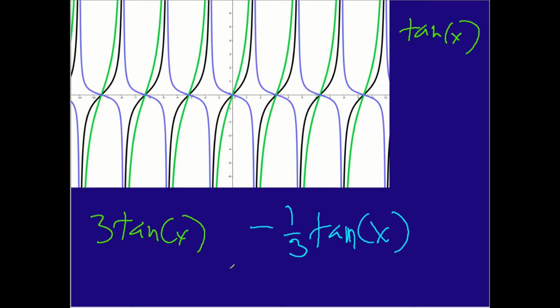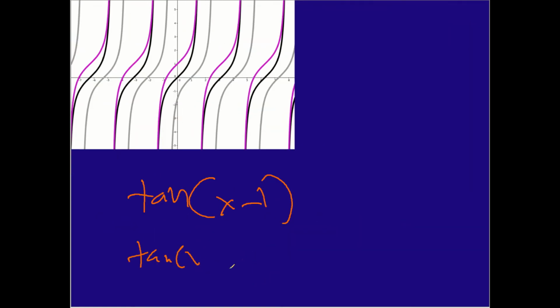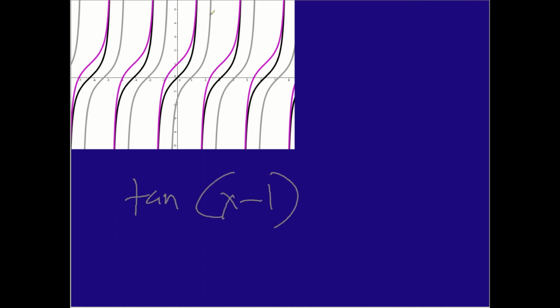Okay, let's move on. I think I did that one. All right, here we go. And so now we're going to look at manipulating the C and the D term. So for the gray, what we have here is tangent of x minus 1. And so you can see, compared to the black line, which is the regular tangent function, this shifted it to the right 1 unit. That's all that did. And of course, for the purple, you have now tan x, but then outside the parentheses, plus 1. And you can see that just moved it up 1 unit.